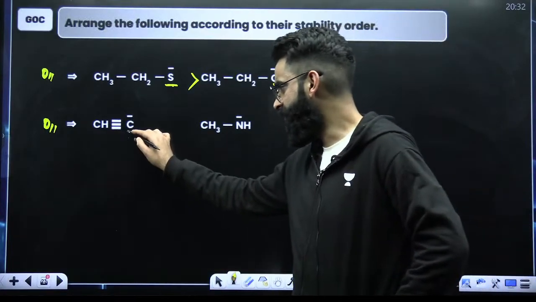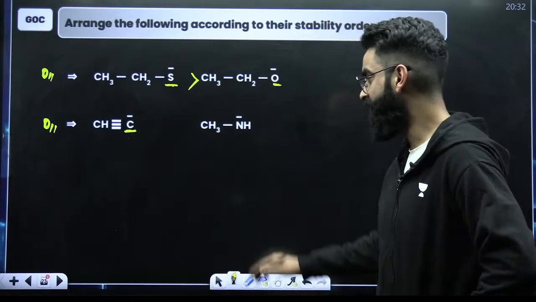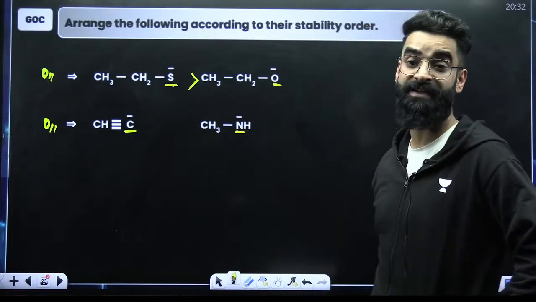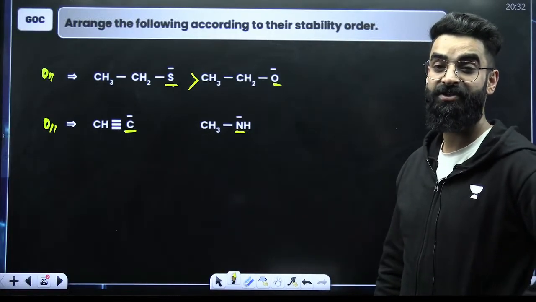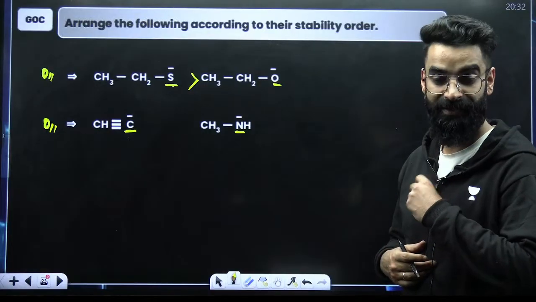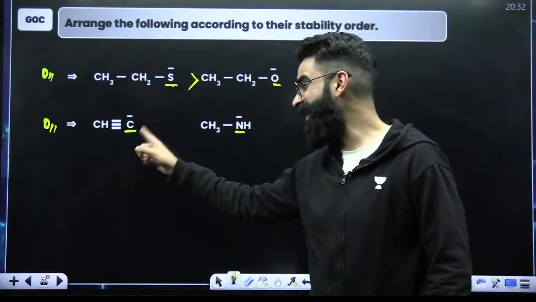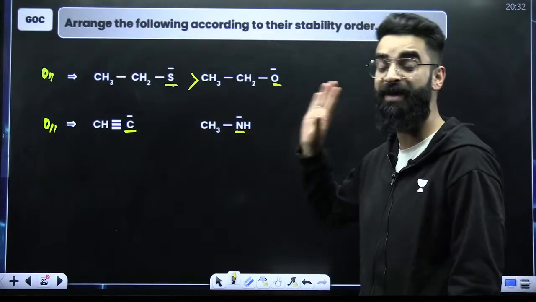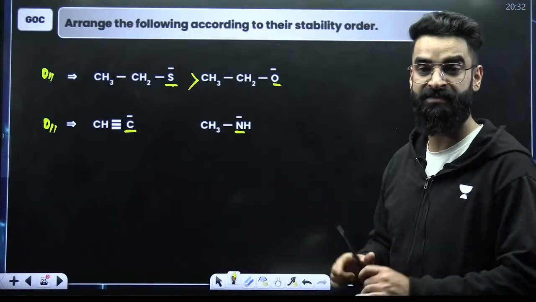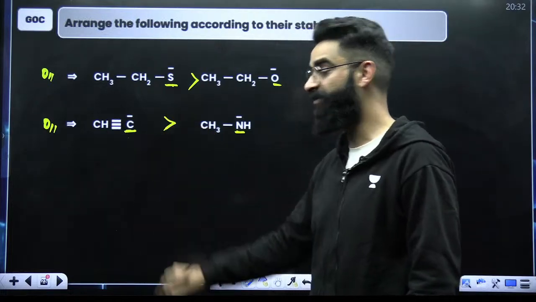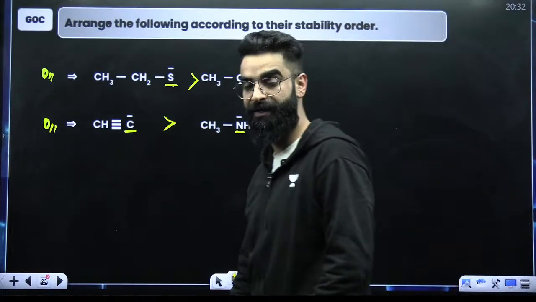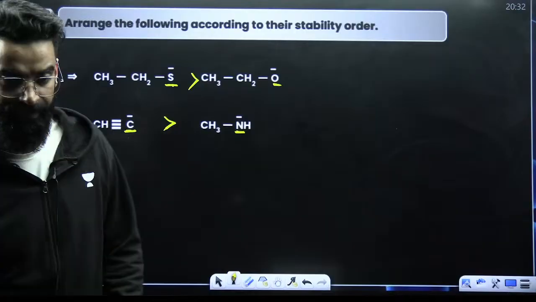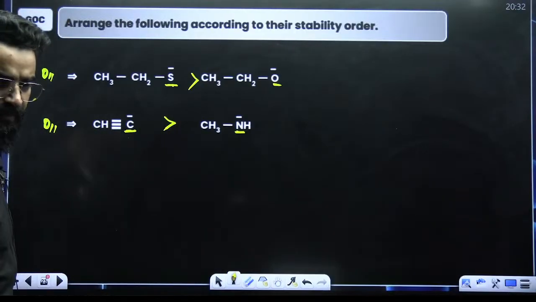Perfect. This is your sp hybridized carbon. This is your sp3 hybridized nitrogen. Which one has got more electronegativity? I told you already. sp hybridized carbon has got more electronegativity than that of sp3 hybridized nitrogen. And you know negative charge is more stable on the more electronegative atom. So this is going to be the order here. Yeah? I hope you are getting all these things properly.